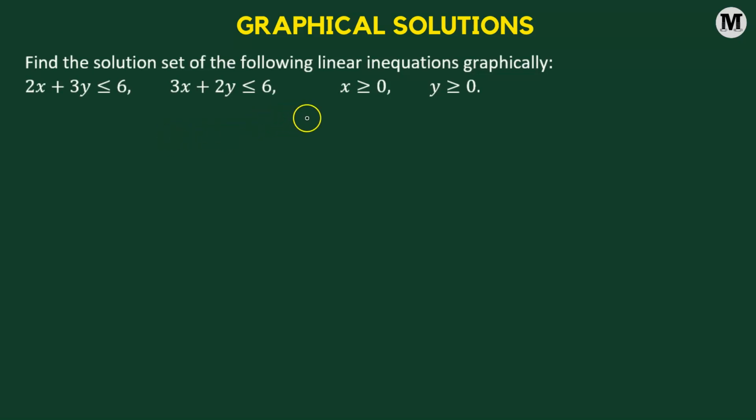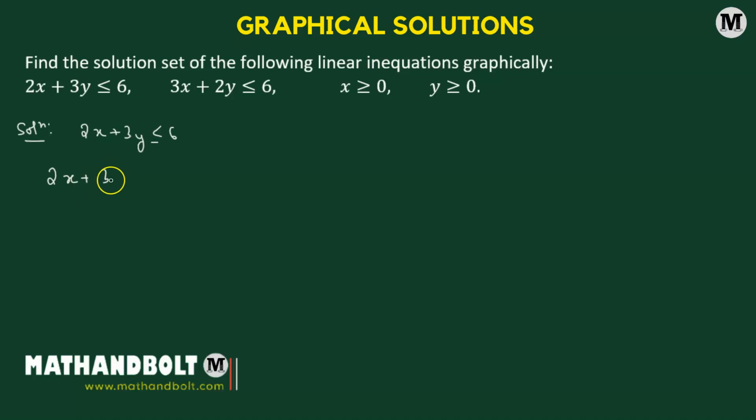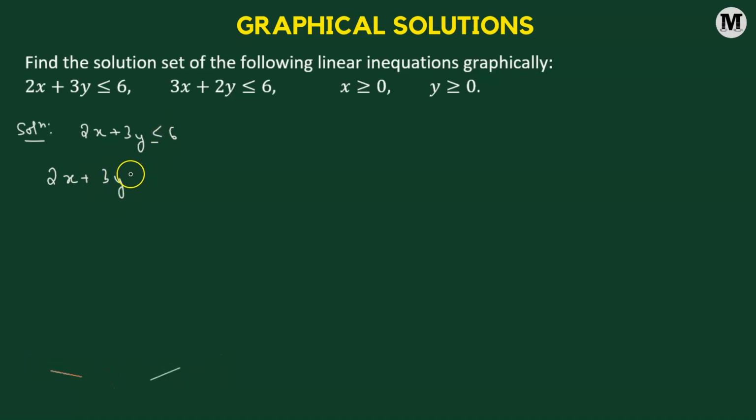Find the solution set of the following linear inequations graphically. Okay, let us begin. So what we'll do, we'll first consider the linear inequality 2x plus 3y greater than or equals to 6. And then we're going to convert it into an equation. To convert it into an equation, all we have to do is take the inequality symbol, which is less than or equal to in our case, and we will replace it with the equality symbol.